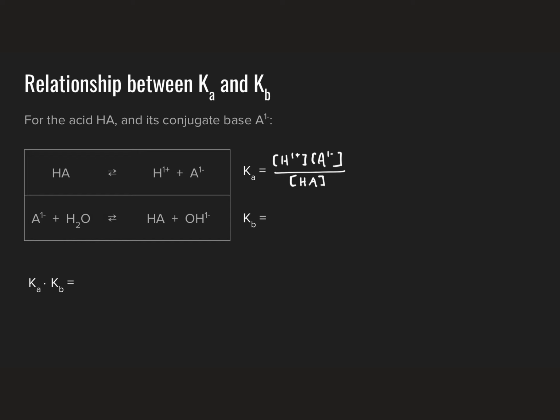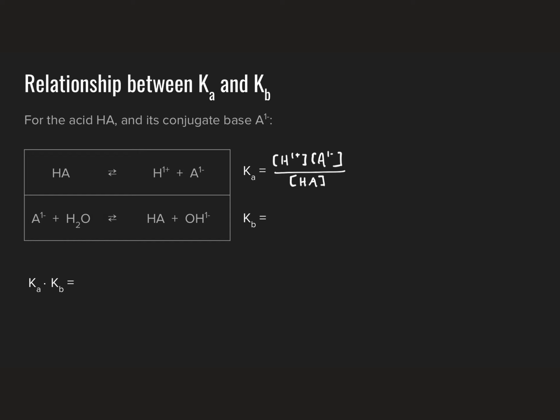Now, in the second equation we've written down there, we're looking at the basic behavior of the species A negative. That is, again, the conjugate base of the weak acid HA. Because HA is a weak acid, that implies that its conjugate base A negative is itself a relatively strong base. And as such, A negative can accept protons from water. In this reaction, we see A negative picking up the proton from H2O to form HA and OH negative, again acting as a proton acceptor, a base.